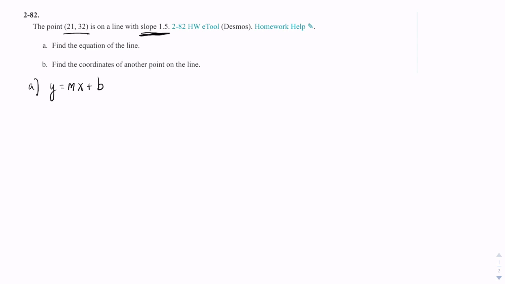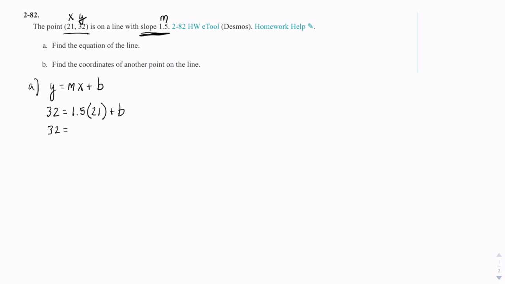So let's see what they gave us. They gave us an x value, a y value, and the m, the slope. So we're going to substitute those three values in. So y is 32, m is 1.5, and x is 21. And then b is our unknown, so we're going to solve for b. So let's solve this equation.